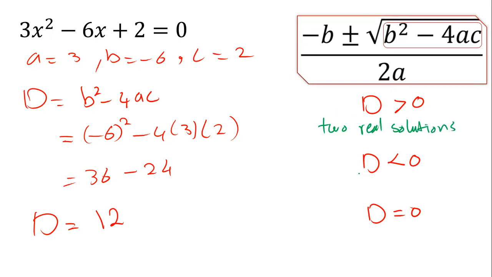And when d is less than 0, the square root of a negative number is non-real. So this will have 2 non-real solutions.